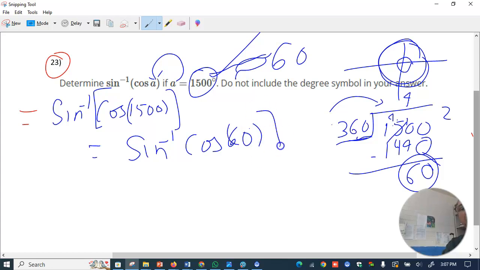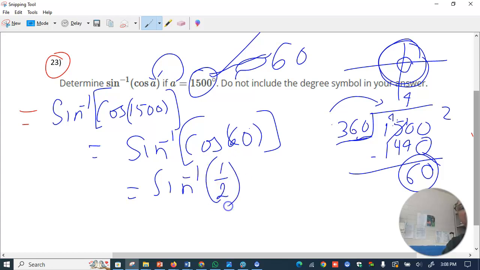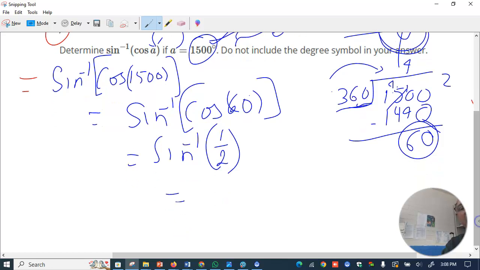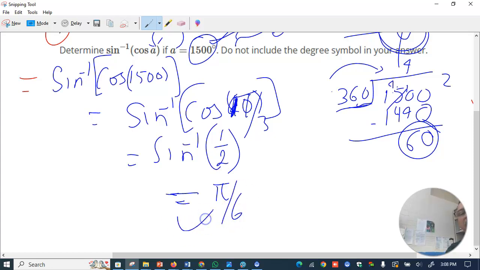See, so simple. Then you figure out what cosine of 60 is. Cosine 60 is half, correct? And then you ask what is sine inverse of half? Sine inverse of half is pi by 6, 30 degrees. Instead of 60, you can write pi by 3, so that's what they expect. So your answer is 30 degrees, and you're done.